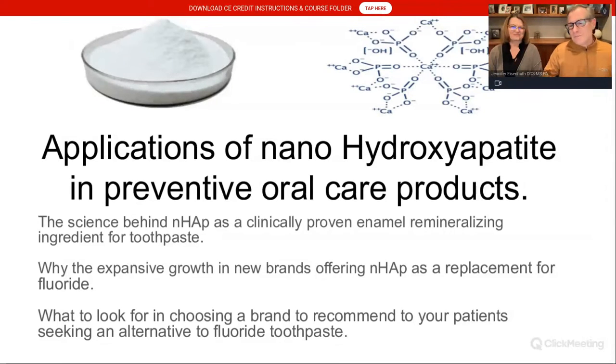On that note, nano hydroxyapatite, as Jennifer had mentioned, is gaining in popularity. And I think the first question to ask ourselves is, why? Fluoride's been around for a while. There are manufacturers of toothpaste that have been around. They're staples in the oral care industry. And I think that's an interesting question to ask yourself. Why is nano hydroxyapatite becoming popular?